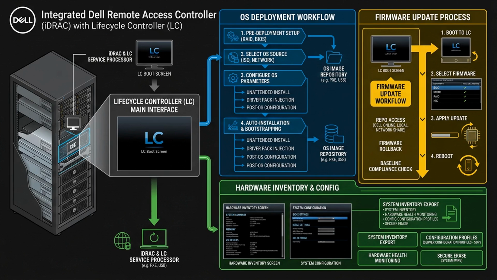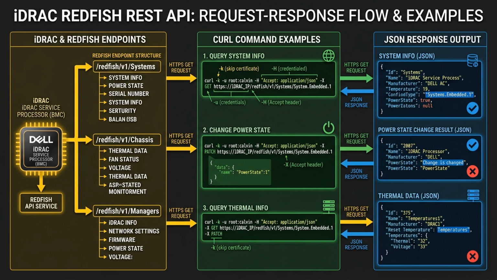To access it, press F10 during server boot. Select OS Deployment to install an operating system remotely. Select firmware update to update BIOS, iDRAC, and drivers together. Lifecycle Controller works even before any OS is installed. This makes it essential for bare metal server provisioning.